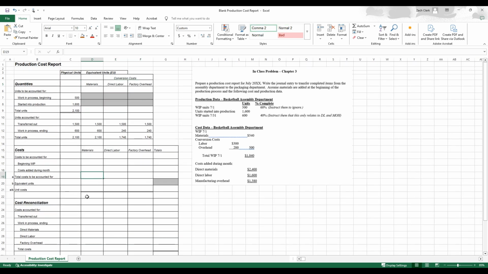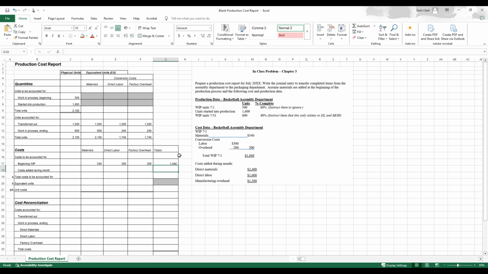Zoom out a little bit so you can see more of the information. I think we can see it all within one screen. I don't have to scroll. So let's see here. We've got beginning WIP figures that it tells us. So we can come to our cost data here, and it's going to tell us in regard to materials, we have $540 right here. In regard to labor, we have 300, and in regard to factory overhead, we have 200.